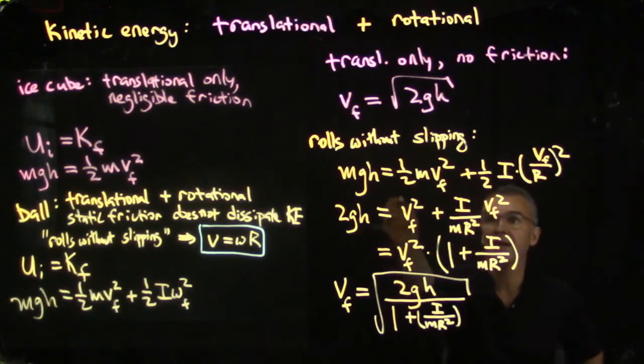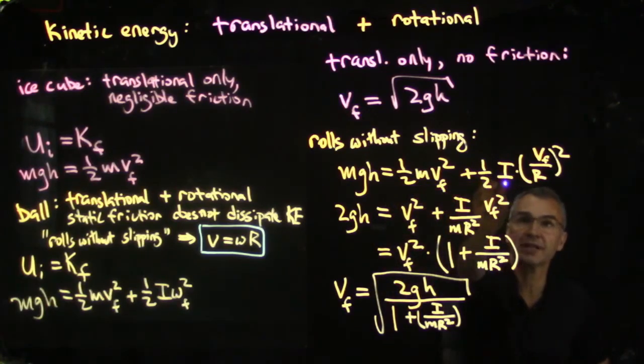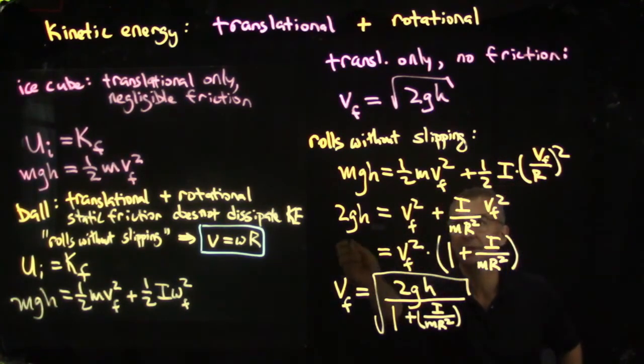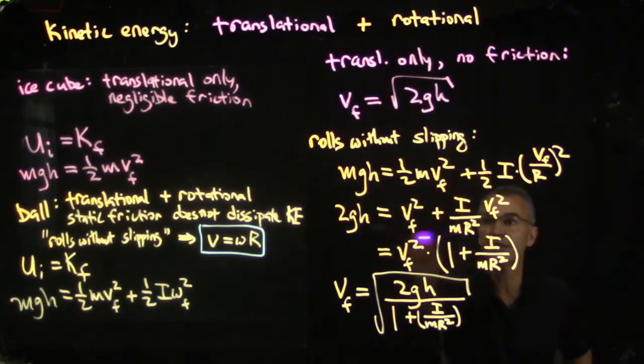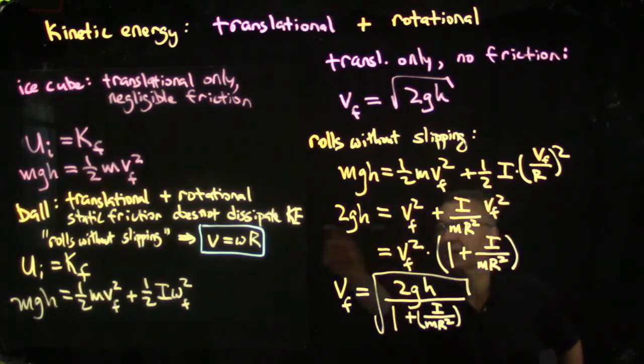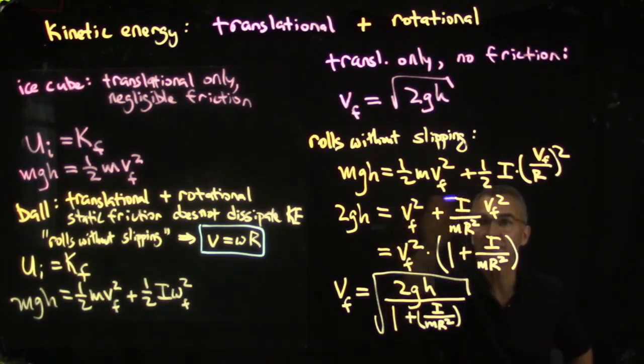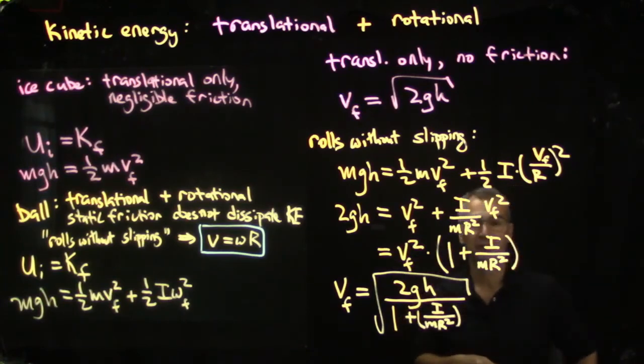We have this 1/2 m v final squared plus 1/2 I omega final squared, but omega is just v over r for rolling without slipping. Then we can divide both sides by m, and we can multiply both sides by 2 to get rid of the 1/2. And see, this is the same thing we had over here. 2gh is v final squared, but we have this extra term, but the extra term has a v final squared in it, so we can factor that out. So we have this v final squared, and then there's this 1 plus I over m r squared. So then, if we solve for v final, we get v final is the square root of this whole thing: 2gh upstairs and 1 plus I over m r squared downstairs.